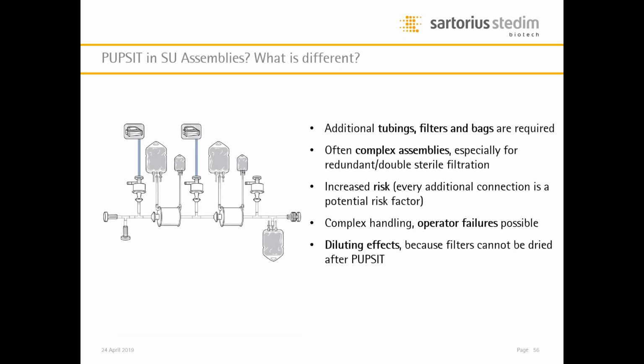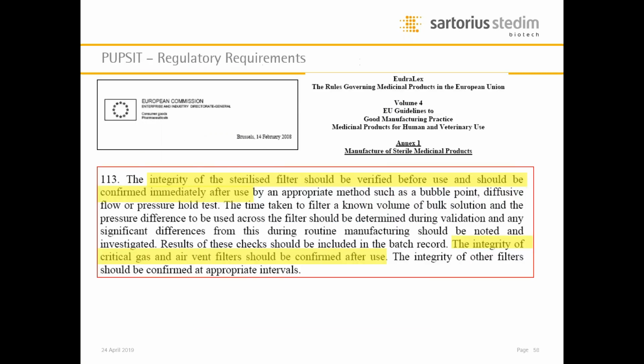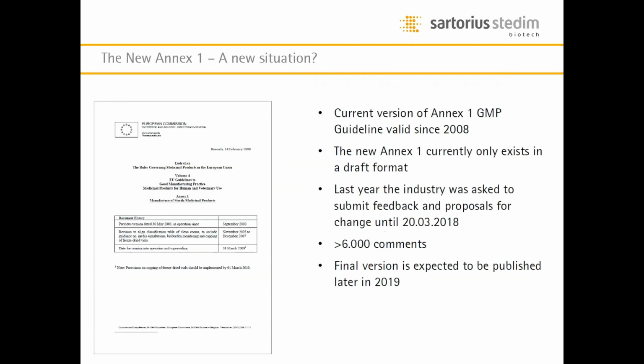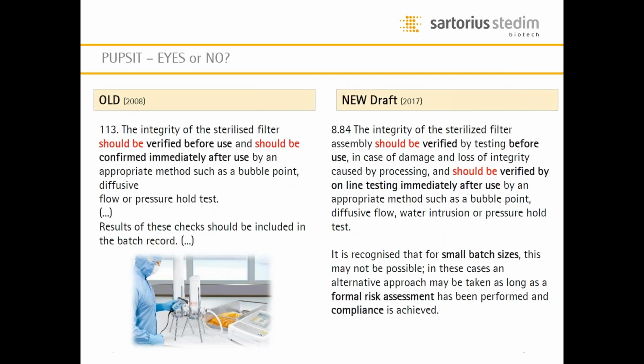And why is it so complex? Because you need more equipment, especially for single-use processes. You need additional filters, additional bags, and so on. So it's really a burden for the operators to do pre-use testing. But nevertheless, we have the regulatory requirements, which is here, for example, the Annex 1 telling us the filter should be verified before use and should be immediately confirmed after use. There is a new version of the Annex 1 coming out very soon, so it's expected later this year. But the basic story is the same. So the wording has not changed.